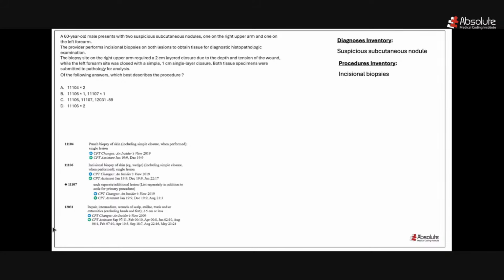And let's look into the codes. So option A is coding for 11104 times 2, and that is for a punch biopsy of the skin. Now my question, did we have a punch biopsy? No, right? Cross-checking with my inventory list, the procedure inventory states that we had an incisional biopsy performed, not a punch biopsy. So that helps me eliminate option A. It's a wrong procedure. We had an incisional biopsy over here.